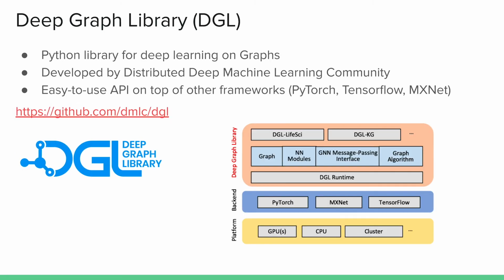Another framework that you can definitely use is the Deep Graph Library. It's also a library for deep learning on graphs, and it's being developed by the distributed deep machine learning community. And as you can see here, it's easy to use, so the framework provides an API that is used on top of other frameworks. While the first framework was obviously tailored to PyTorch, the Deep Graph Library can be used on top of multiple frameworks, including PyTorch, TensorFlow, and MXNet.